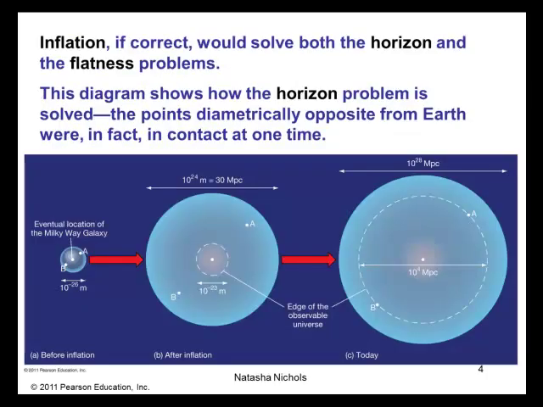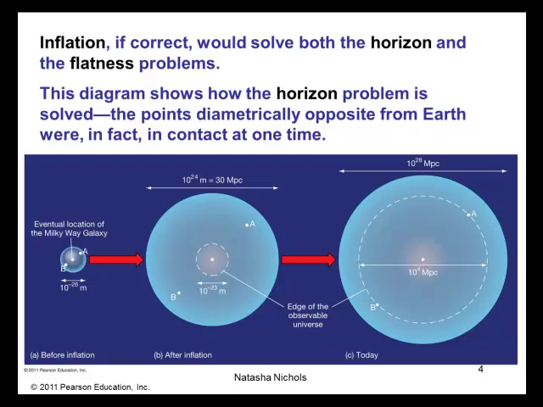The theory of inflation, if correct, would solve both the horizon and the flatness problems. This diagram illustrates how the horizon problem is solved. The points diametrically opposite from the Earth were in fact in contact at one time.